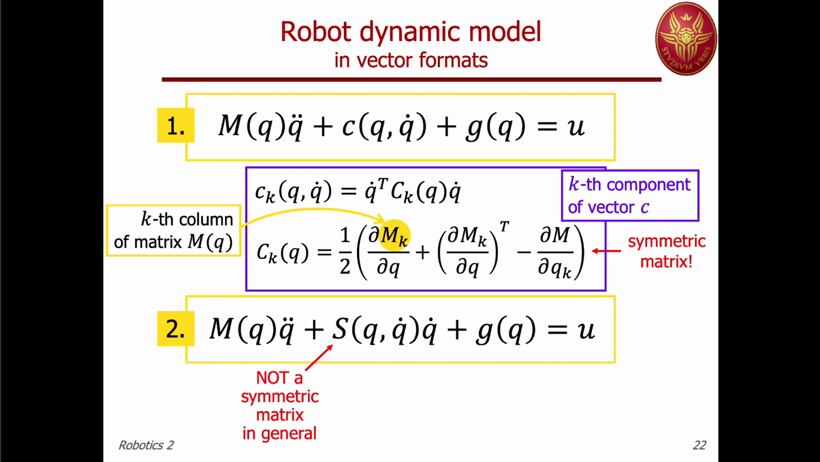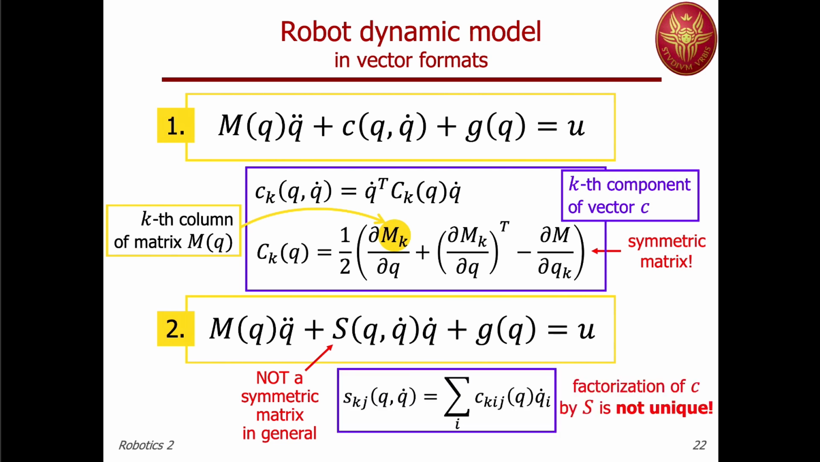In general, this factorization with this S matrix, the factorization of the Coriolis and centrifugal term, will be given by a matrix which is not symmetric. However, there's a way of computing the elements of this factorization using the Christoffel symbols, which will introduce a nice control property between the M matrix and this S.